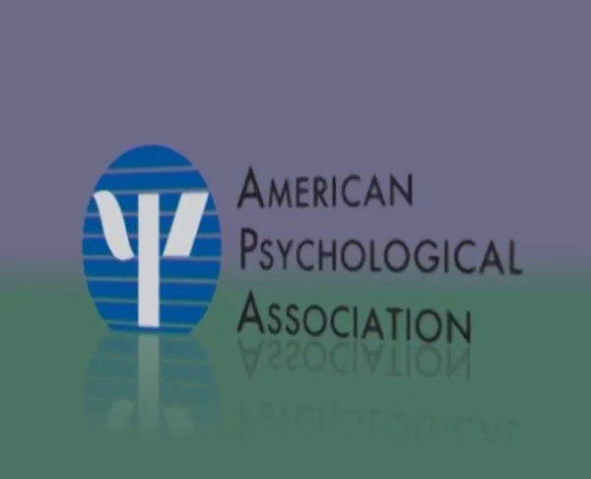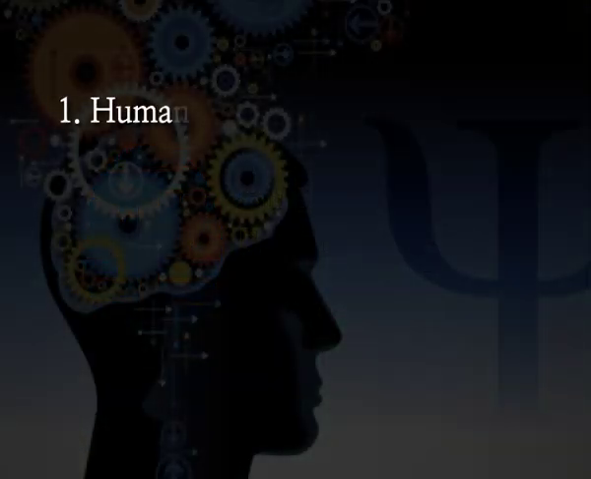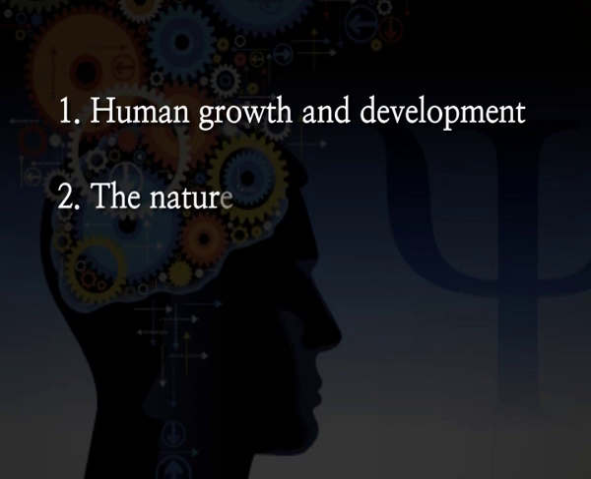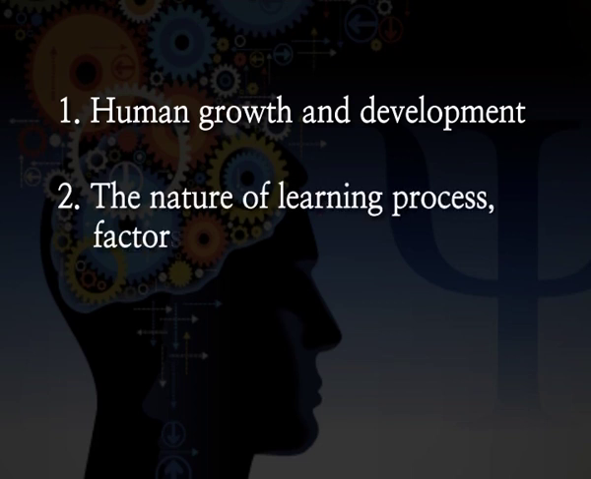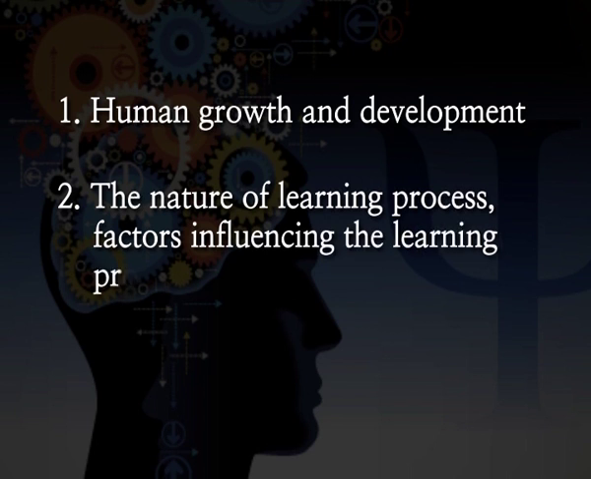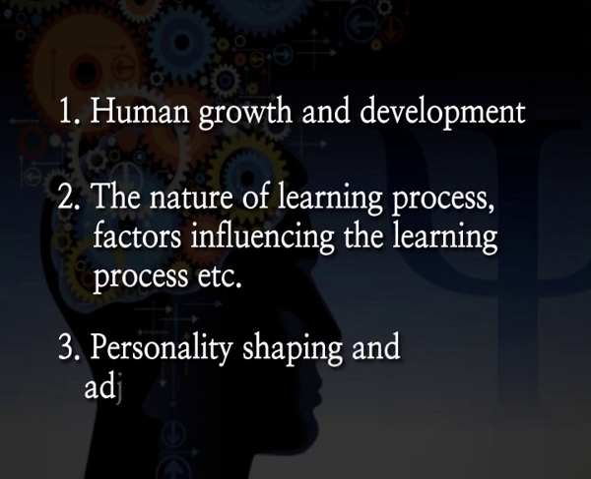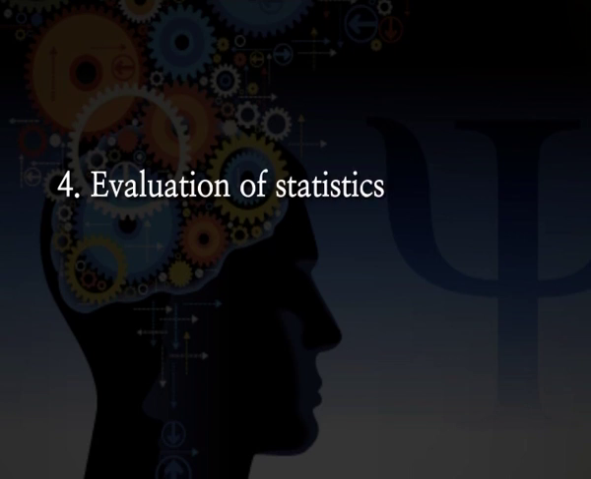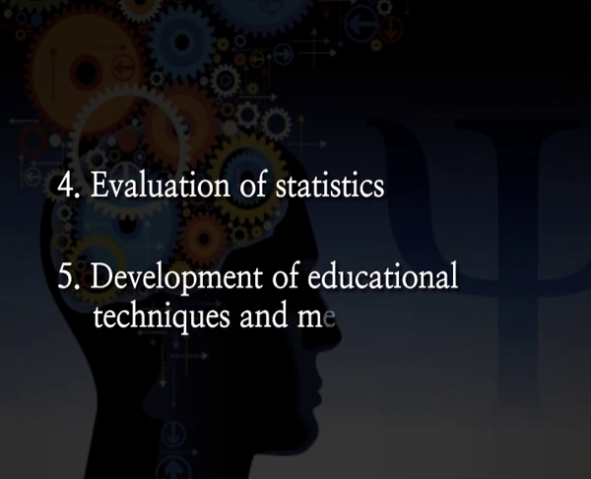The following 5 areas were named by the American Psychological Association in the field of educational psychology. Number 1, human growth and development. Number 2, the nature of learning process, factors influencing the learning process, etc. Number 3, personality shaping and adjustment. Number 4, evaluation of statistics. And 5, development of educational techniques and methods.